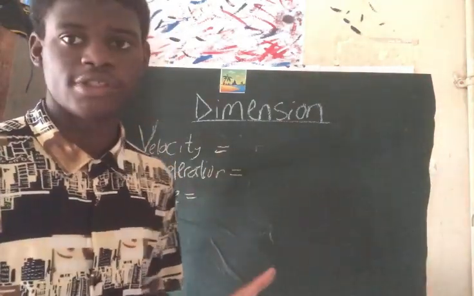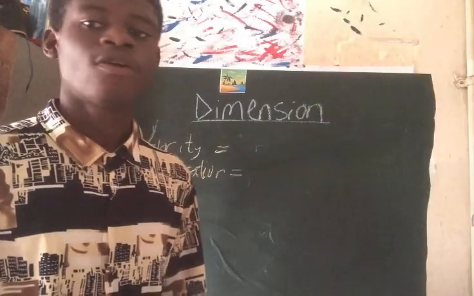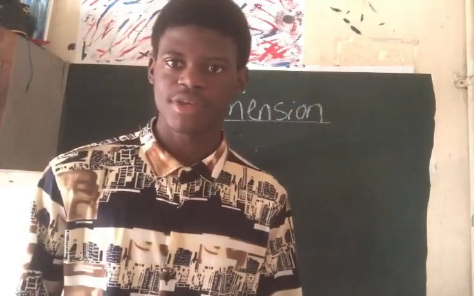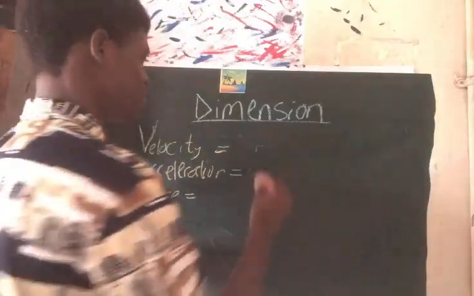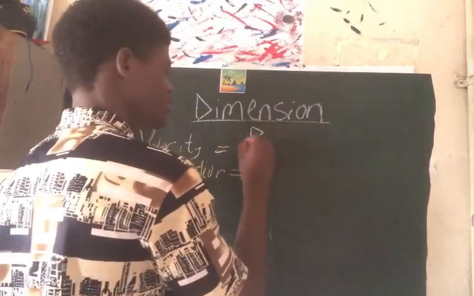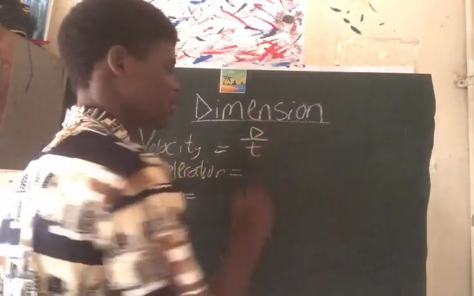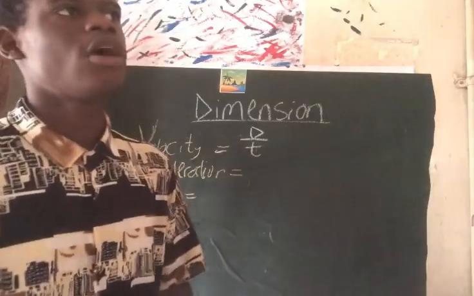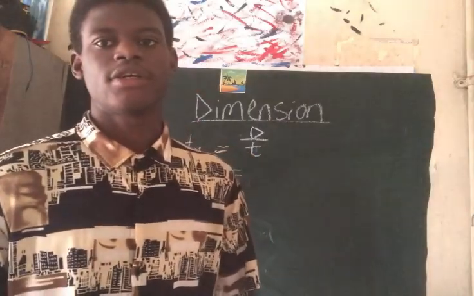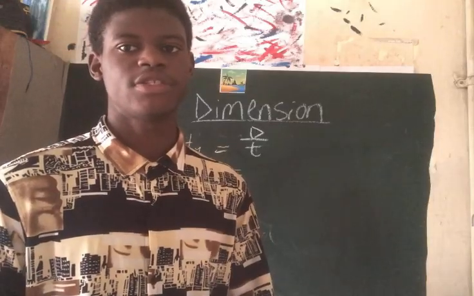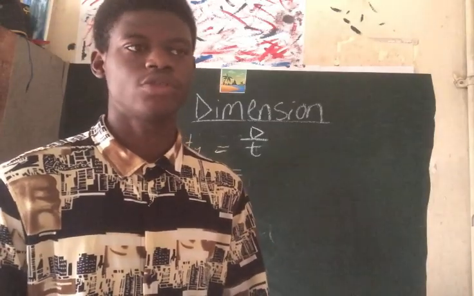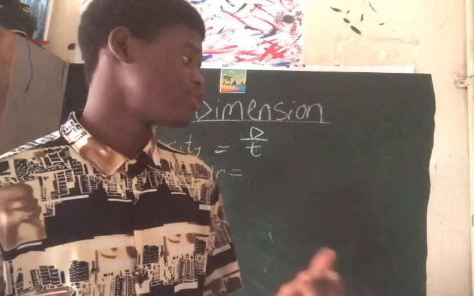So what's velocity? The formula for velocity is displacement over time, right? So when we have displacement, let's call displacement d, over time, let's call that t. Now, if we look at it, displacement is a fundamental quantity. Why? Because displacement represents length.